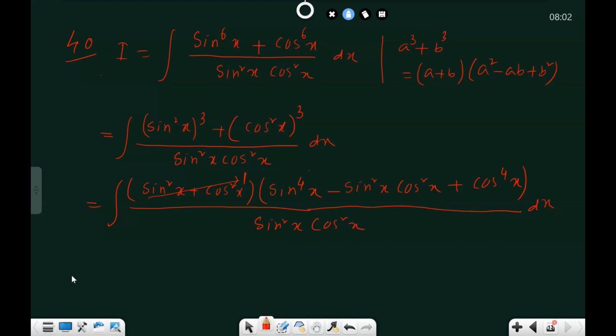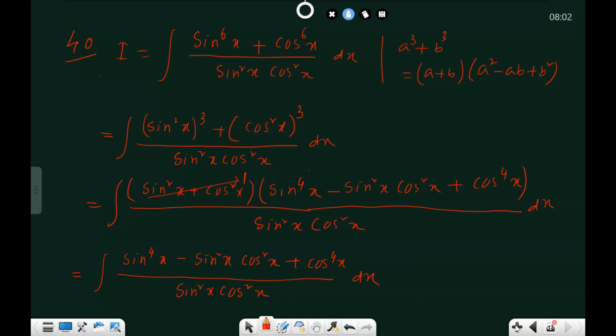So I am writing that term is equal to the integration of numerator sin⁴x minus sin²x cos²x plus cos⁴x divided by the term sin²x cos²x dx. Now this integral can be separated. Sin⁴ divided by this one, sin² cancelled. This total term cancelled, and cos² cancelled.